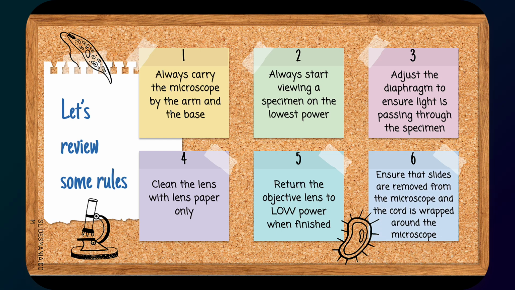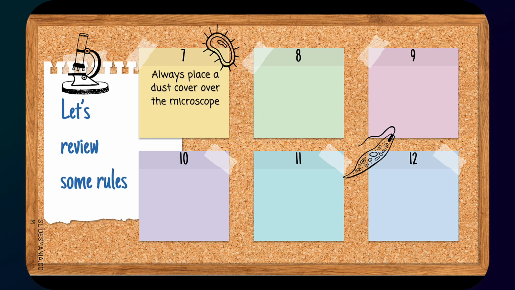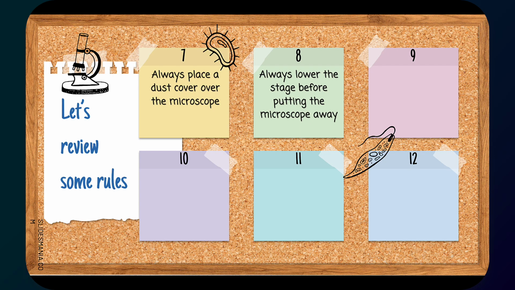And number 6, ensure that slides are removed from the microscope and the cord is wrapped around the microscope when you are done. Number 7, always place a dust cover over the microscope when you're done with it. This protects it and keeps dust from getting in the microscope. Number 8, always lower the stage before putting the microscope away.